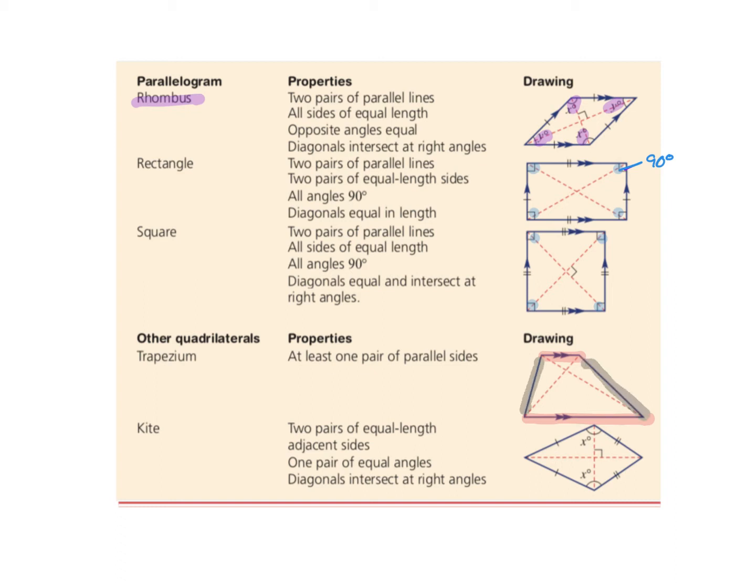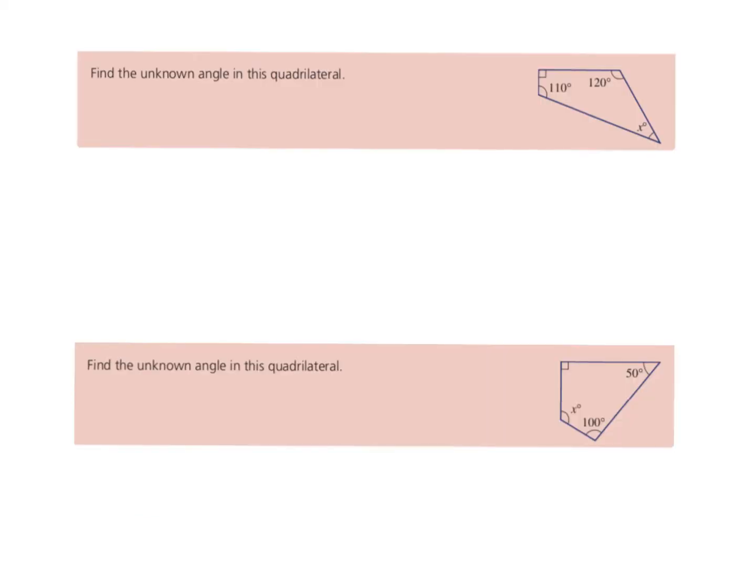Okay, and then we can also get a kite. The kite is where the top two joining sides are the same length, and then the bottom two are the same. We can also see that the angles opposite each other across the middle are going to be equal. All right, so we're going to need that to help us do problem solving. So let's have a look here. They have asked me to find the unknown angle.